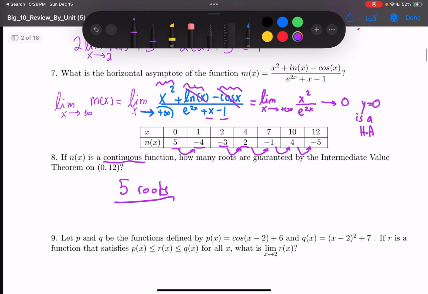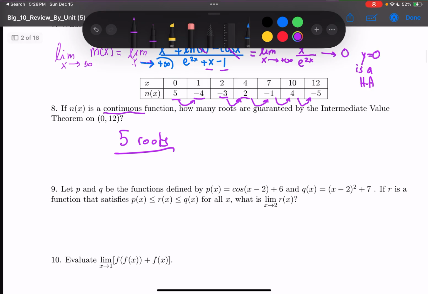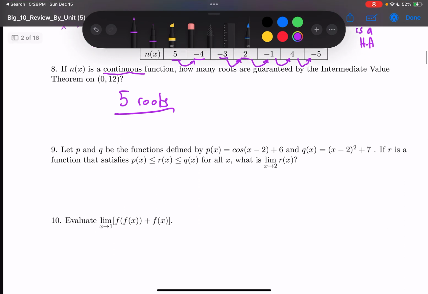Now in number 9, they told me let p and q be functions defined by p of x equals cosine of (x minus 2) plus 6, q of x equals (x minus 2) to the power of 2 plus 7. If r is a function that satisfies p of x smaller than r of x smaller than q of x for all x, what is the limit as x tends to 2 of r of x? This is a blueprint for squeeze theorem. So writing this inequality over here in front of you, it will make a lot of things easier.